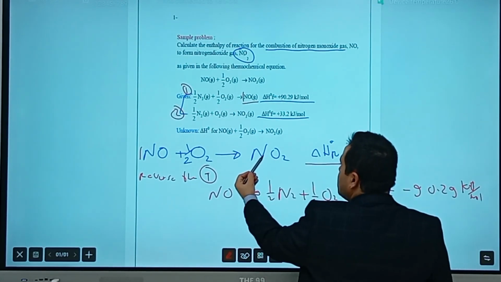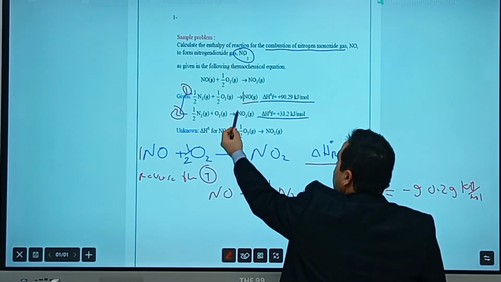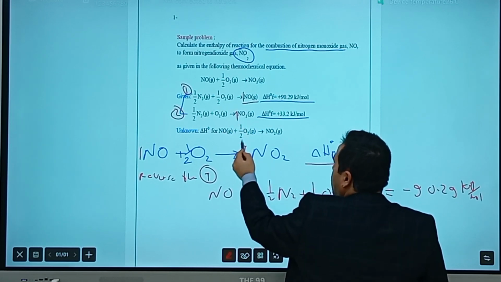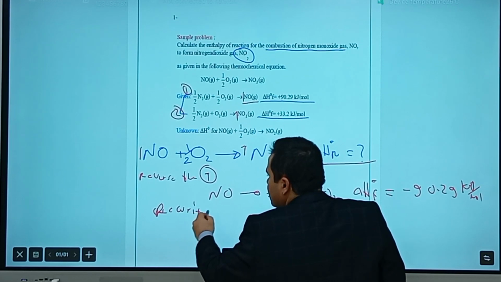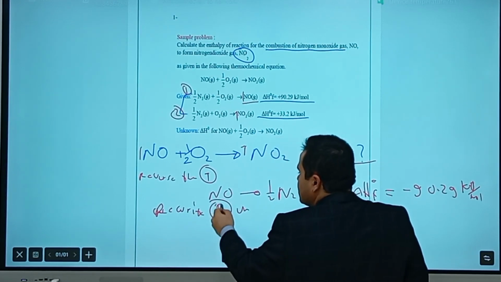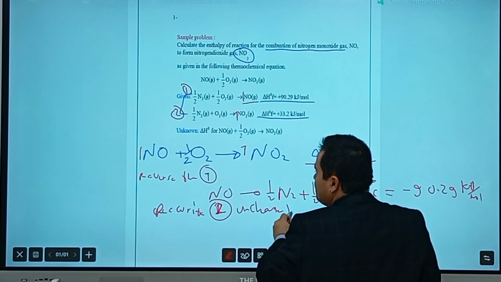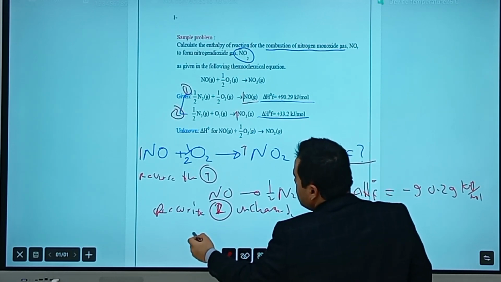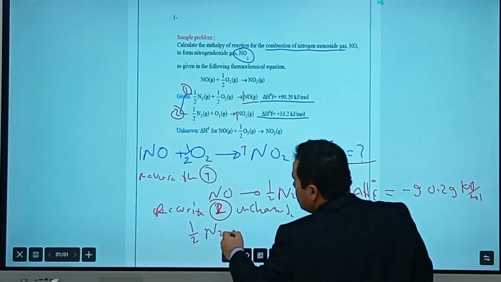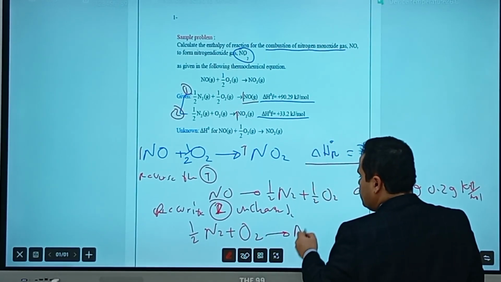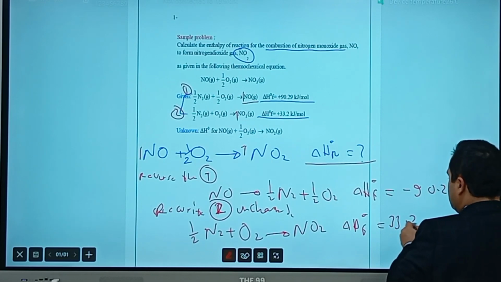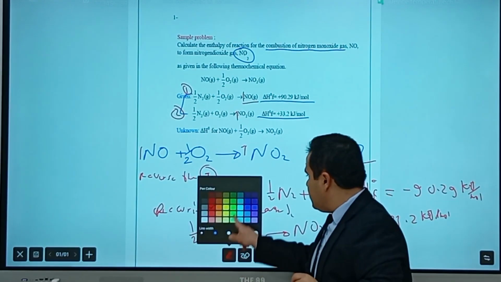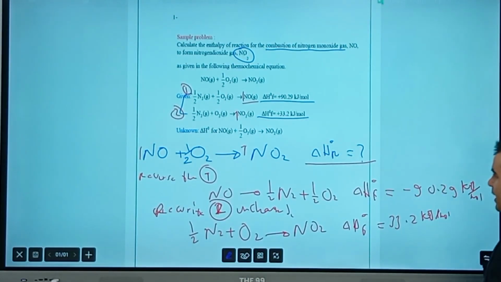Second, guys, NO2 is in which side? In the main equation it is in the product, and in the step it is in the product. 1 mole, 1 mole. So rewrite the second equation unchanged. Second equation: 1 over 2 N2 plus O2 will produce NO2, and the enthalpy of formation is 33.2 kilojoule per mole without any change, because we did not reverse or multiply the reaction by any factor.